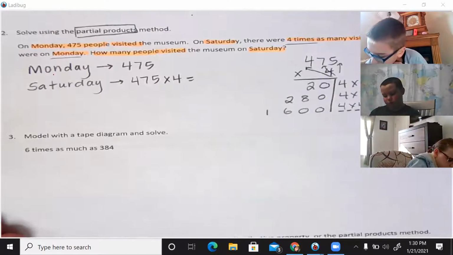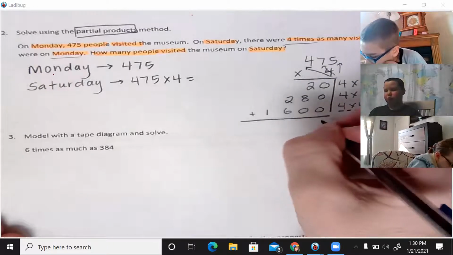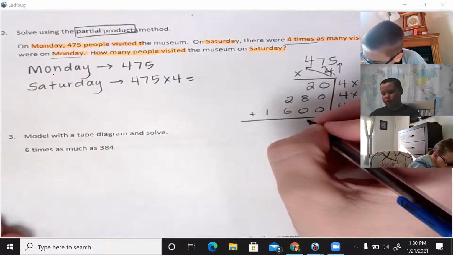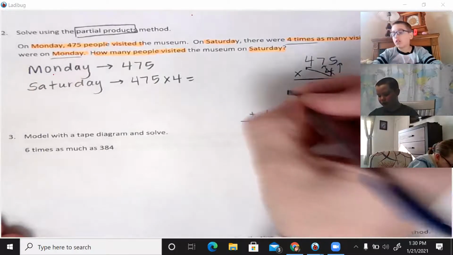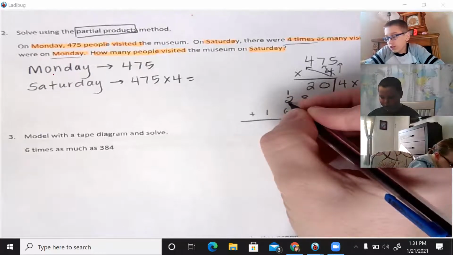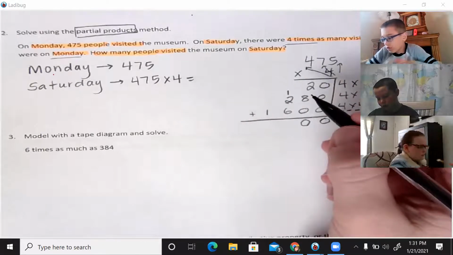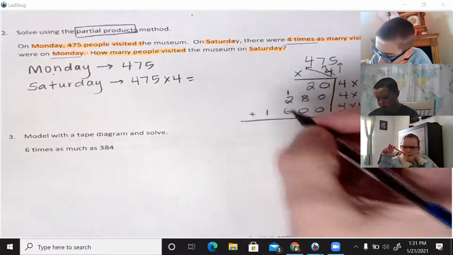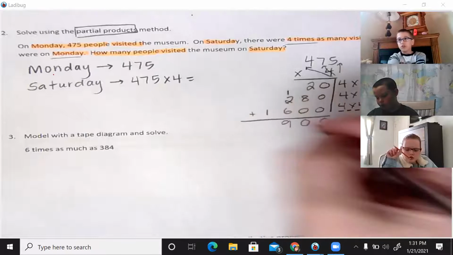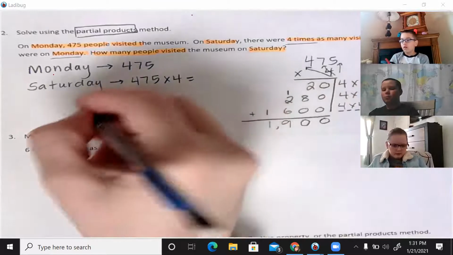Add them all together. Okay, what's 0 plus 0 plus 0? 0. 2 plus 8 plus 0? 10. So put down my 0, carry my 1. 1 plus 2? No, 1 plus 2 is 3. Plus 6? 9. 1 plus nothing? 1.